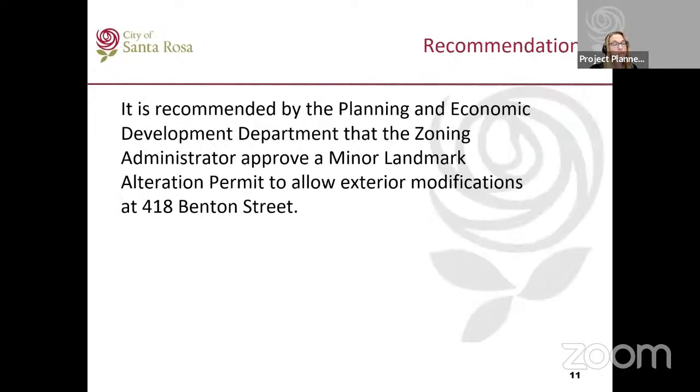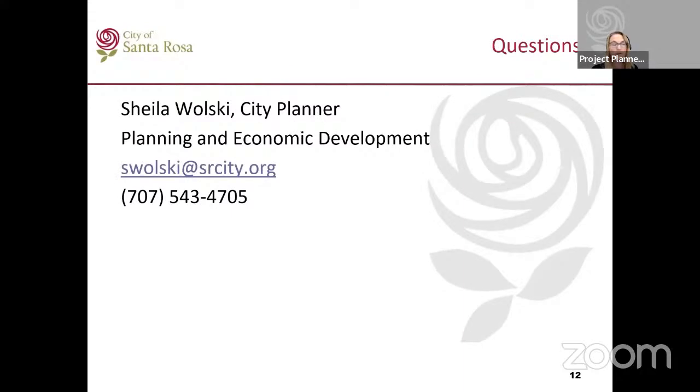It is recommended by the Planning and Economic Development Department that the zoning administrator approve a minor landmark alteration permit to allow exterior modifications at 418 Benton Street.